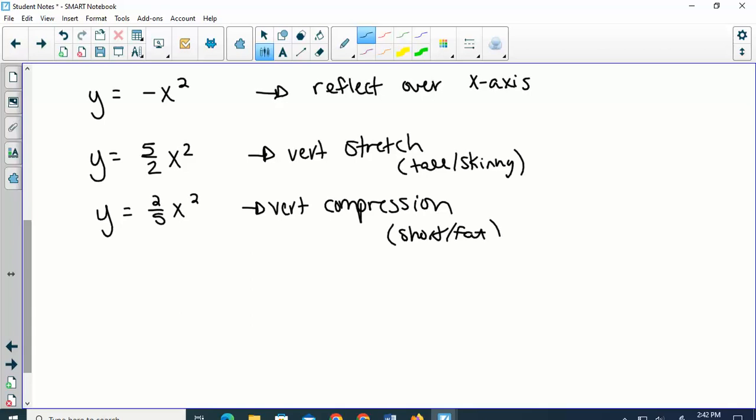It would be a reflection if you're multiplying by something.